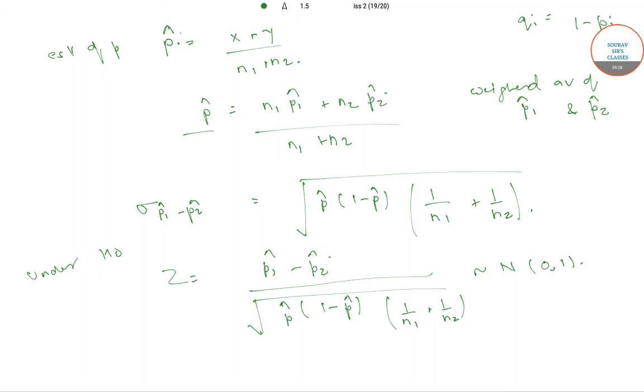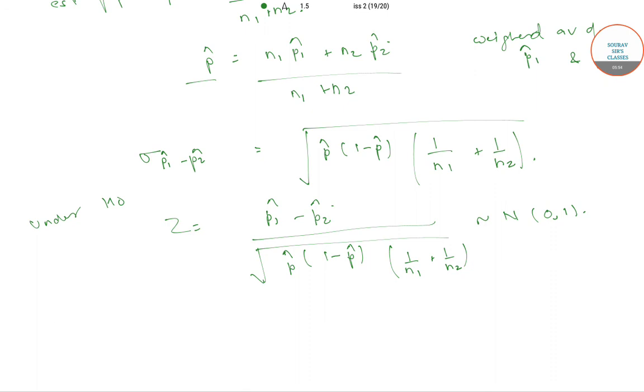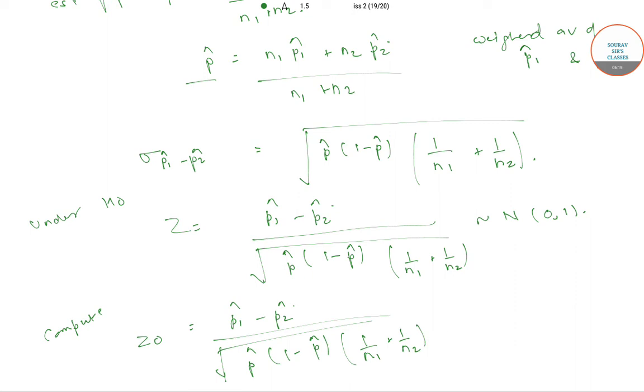So under H0 we would have Z equal to p1 cap minus p2 cap divided by square root of p cap into 1 minus p cap into 1 by n1 plus 1 by n2, where p cap is equal to n1 p1 cap plus n2 p2 cap divided by n1 plus n2. Now what we will do is compute Z0, which is equal to p1 cap minus p2 cap divided by root over p cap into 1 minus p cap into 1 by n1 plus 1 by n2.